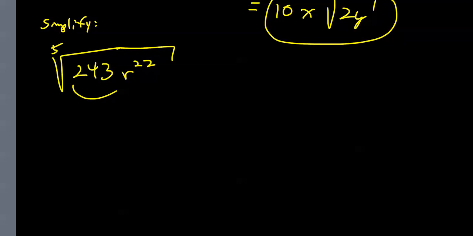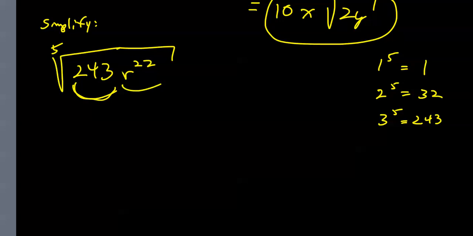Well, let's check it. 1 to the 5th is 1, of course. 2 to the 5th is 32. And 3 to the 5th power, well, that's going to be 3 times 3 times 3 times 3 times 3. Let me check it. 3 to the 5th power is indeed 243. So we kind of lucked out here. Alright, so all of this 243 is going to come out from under the root sign.